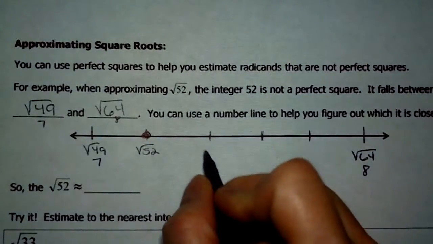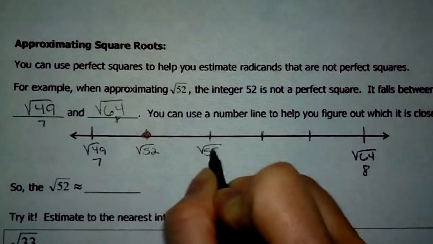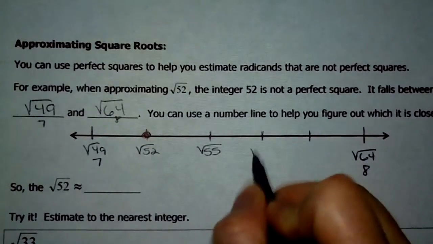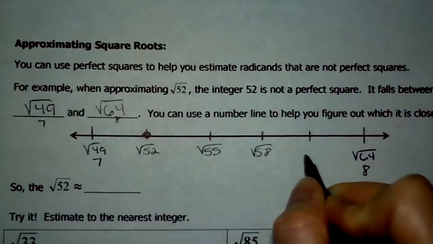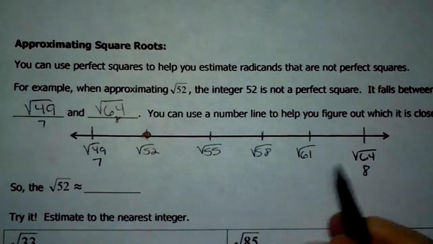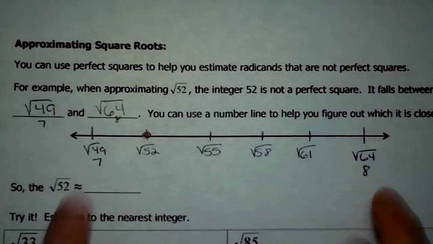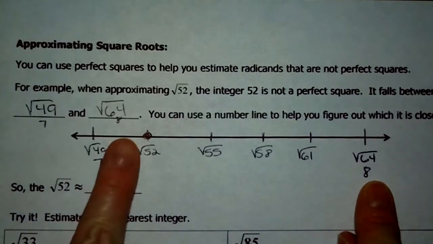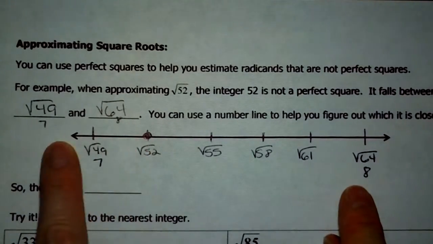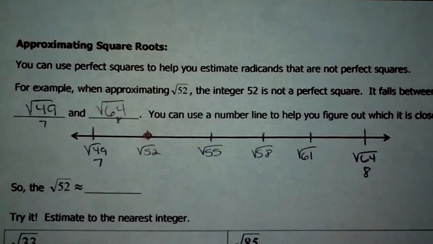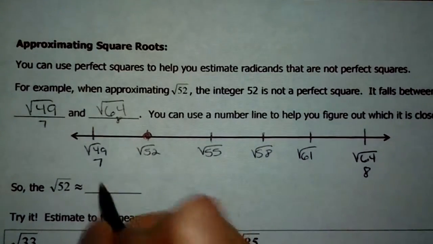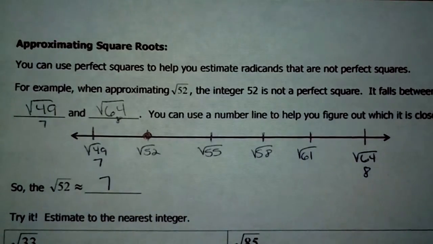I do need to finish off this number line though because we just can't leave it undone. So 52 plus 3 is 55, 55 plus 3 is 58, 58 plus 3 is 61, and 61 plus 3 is 64. So we can see here that if this is 7 and this is 8, the square root of 52 is much closer to 7. So when I asked you to approximate to the nearest integer, that's what I'm asking you to do next, you can go ahead and write 7.